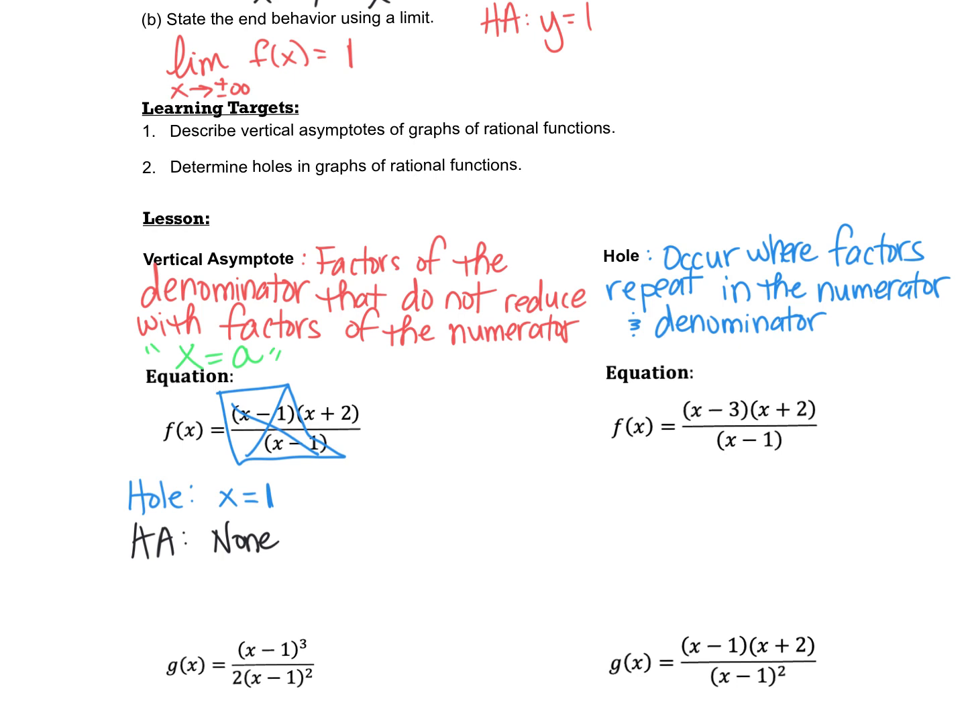Let's look at the one over on the other side. Do we have any holes? Do we have any factors that repeat in the numerator and the denominator? The answer is no. Do we have any factors in the denominator that do not occur in the numerator? The answer is yes, we have one of those. So we are going to have an asymptote at x equals the 0 of that factor, which would be 1. Okay, so holes, repeated factors, asymptotes, denominator factors that do not reduce away.